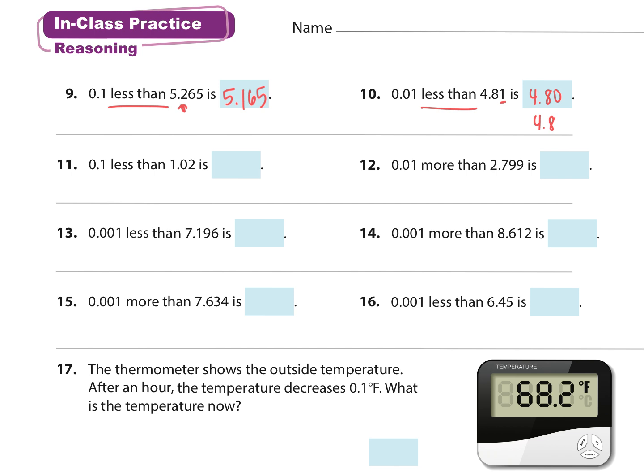All right, yellow table, what'd y'all get on number 11? 1/10 less than 1 and 2 hundredths. 0 and 92. Yeah, 92 hundredths. They had to do some borrowing and regrouping.